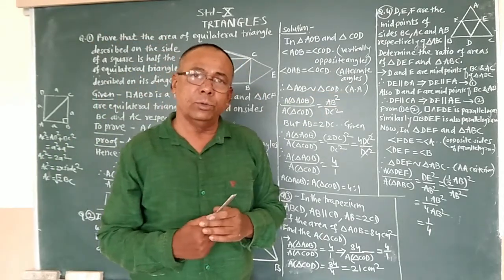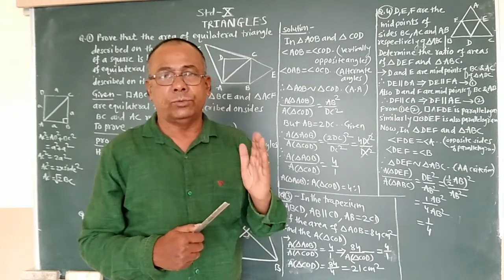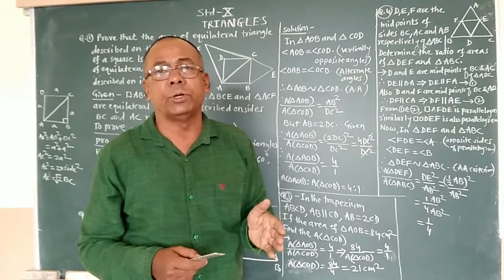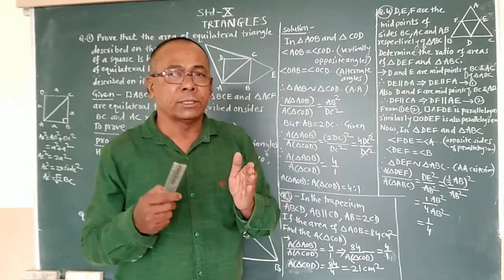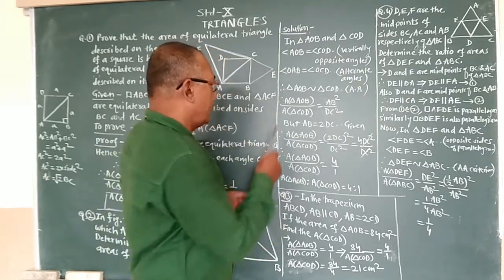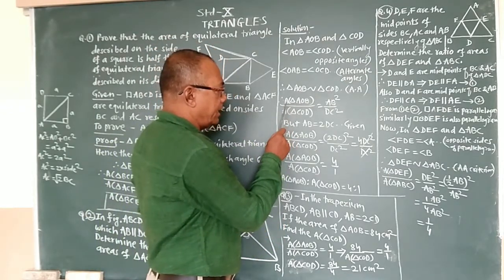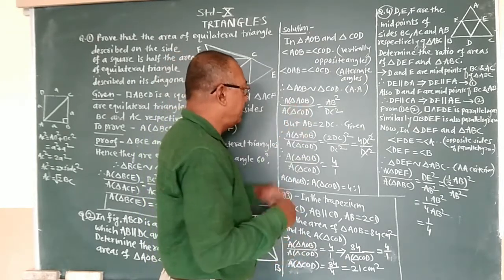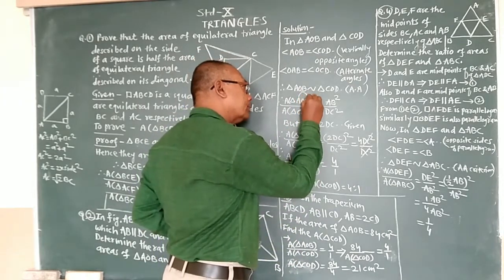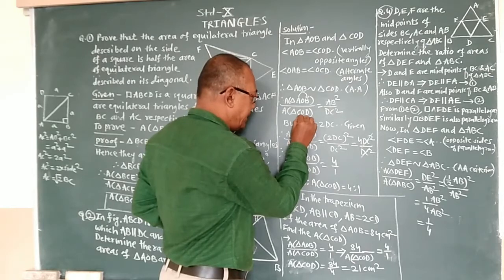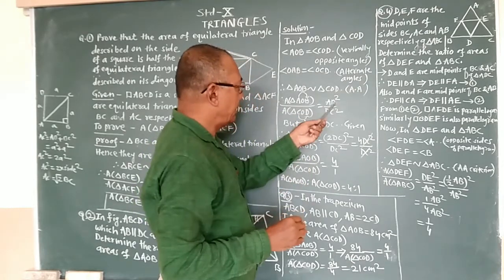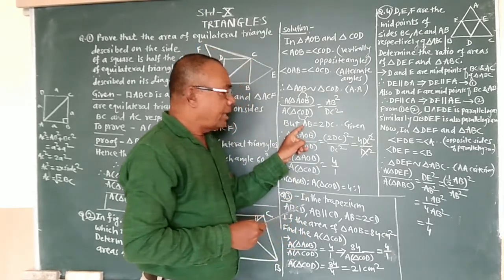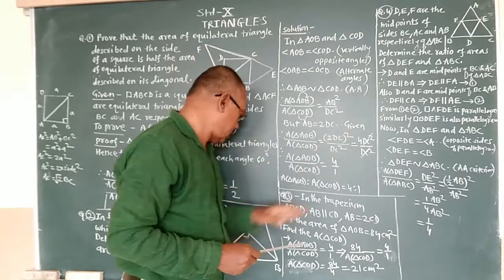And we know that if two triangles are similar, then the ratio of the areas of the two triangles is equal to the ratio of the squares of the corresponding sides, and therefore area of triangle AOB upon area of triangle COD is equal to AB square upon CD square, but AB is equal to 2DC is given in the question.